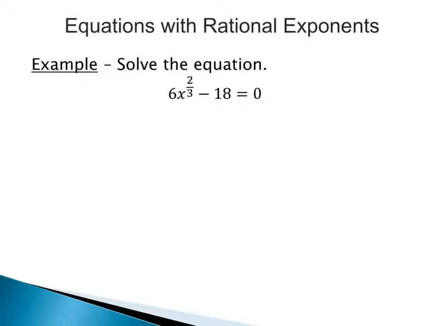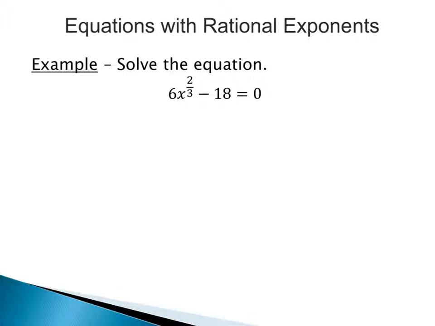In this lesson, we're going to solve equations with rational exponents. Up until this time, we've had polynomial equations that have exponents that are natural numbers, and we've had radical equations, which technically did have a rational exponent. If you remember, the square root is equivalent to the base raised to the 1/2 power.